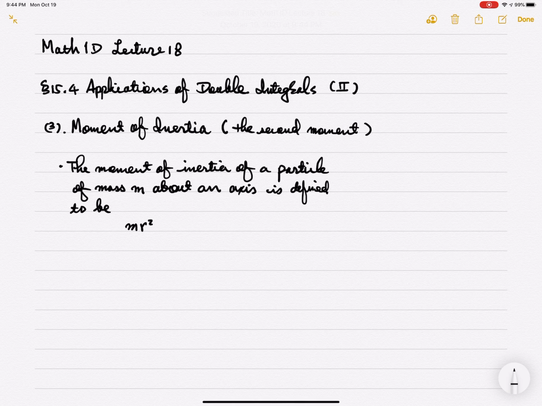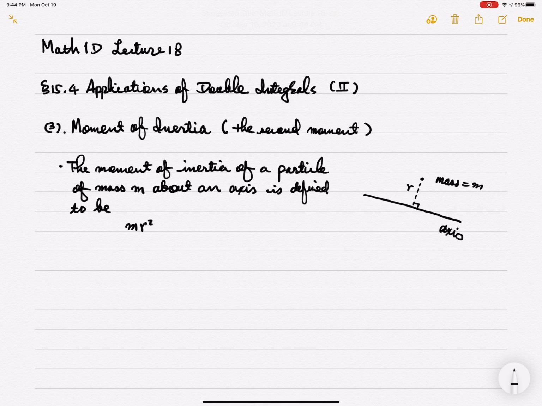This axis is just a straight line of any direction. For example, suppose this straight line is the axis, and suppose there's a particle here with a mass equal to m. And the distance to this axis is r. So this is a right angle, this is r. So we say the moment of inertia is defined to be this.